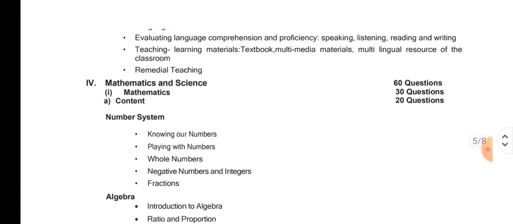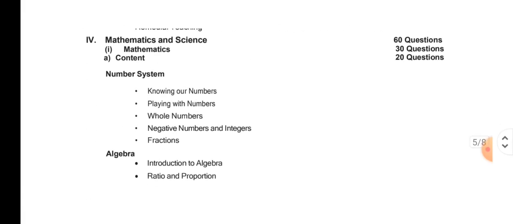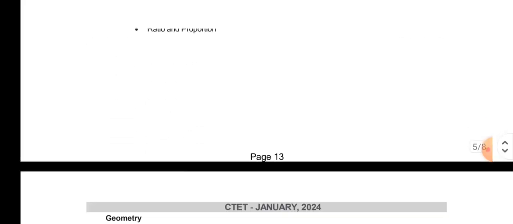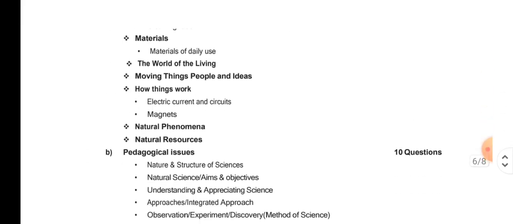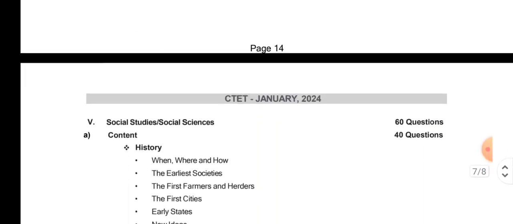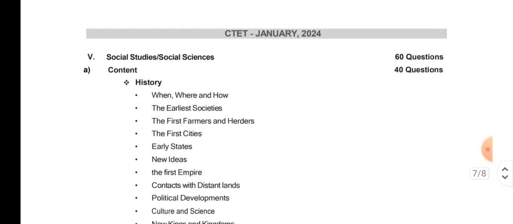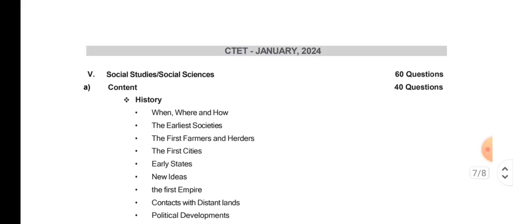But this one is not compulsory. Mathematics and science is not compulsory. Those who are coming from science background, they have to write this paper, which means mathematics and science. And those who are coming from arts background, you have to go with social science or social studies, which we will discuss now, right? All right, let's discuss.